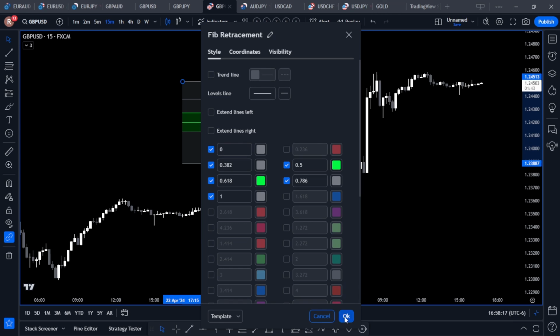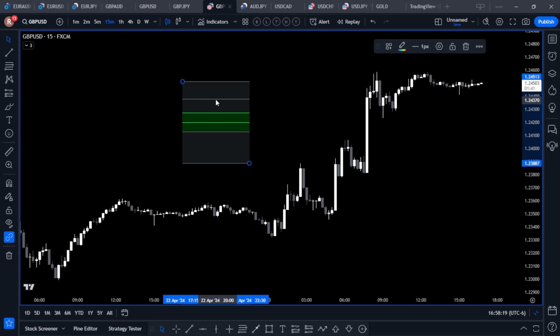All right, so we've got that applied to the chart. And that's what this line is right here. So we are almost at an 80% retracement.